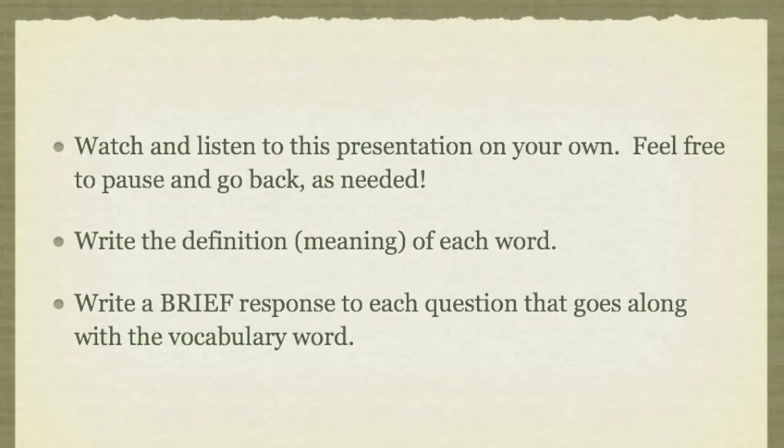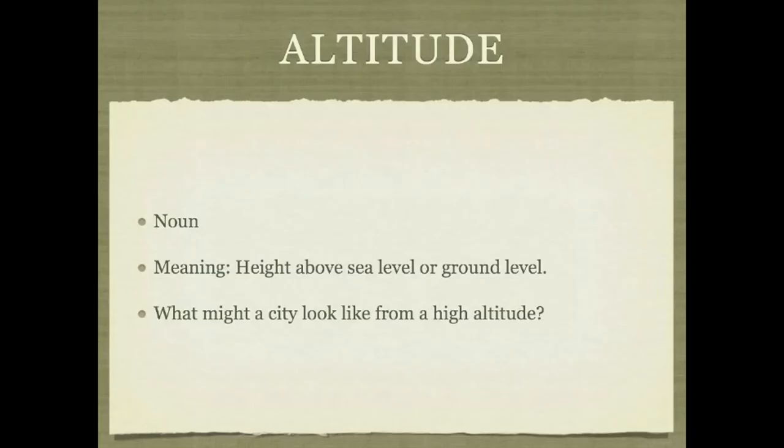Let's go! The first word on our list this week is altitude, which is a noun, person, place, thing, or idea. Altitude's meaning is the height above sea level or ground level. So depending on what type of thing you're measuring the altitude of, you would use either the sea level or the ground level to find out that measurement. If I wanted to use the word altitude in a sentence, I could say, the air at a high altitude is thinner. What might a city look like from a high altitude? Use your imagination and write your response on your vocab sheet.